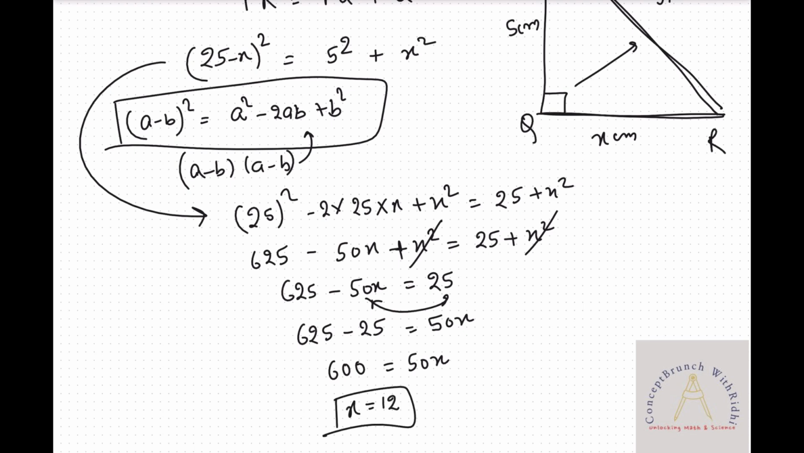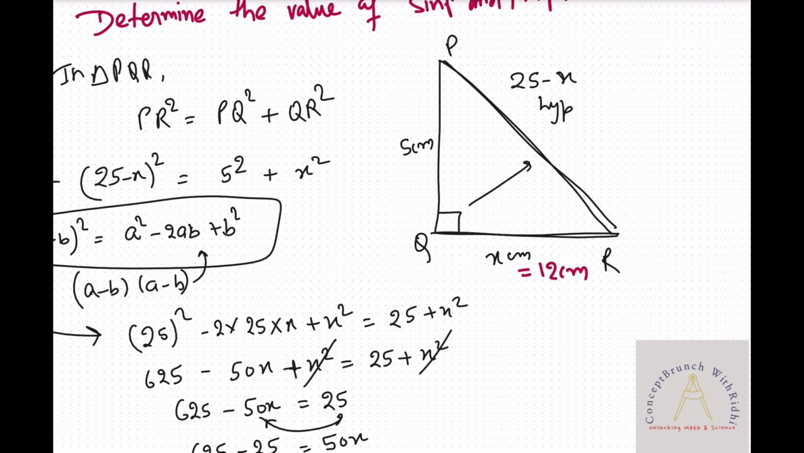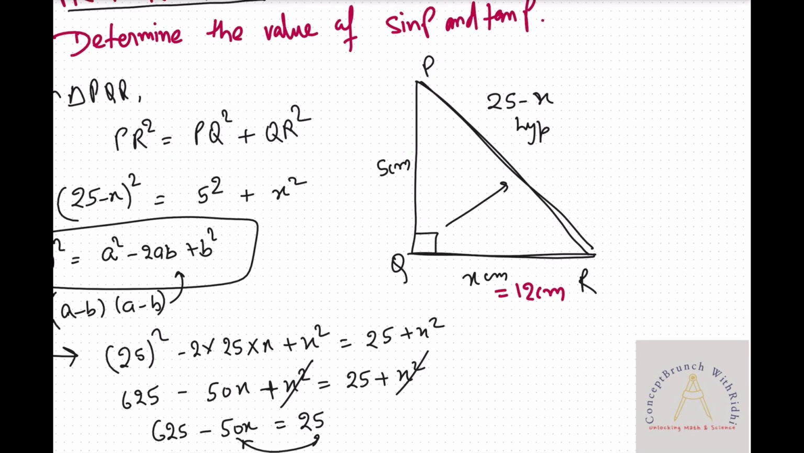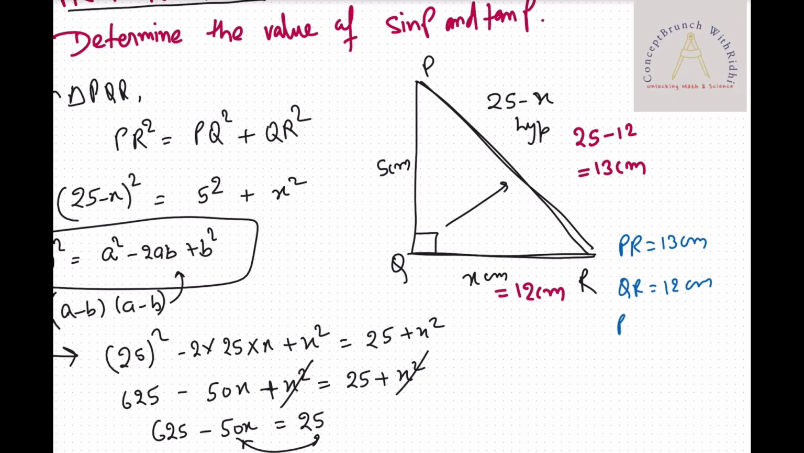So from here we can say that x is 12 centimeter. Okay, and PR will be how much? 25 minus 12, that is going to be 13 centimeter. Clear? Now from here we came to know that PR is 13 centimeter, QR is 12 centimeter, and PQ is 5 centimeter.